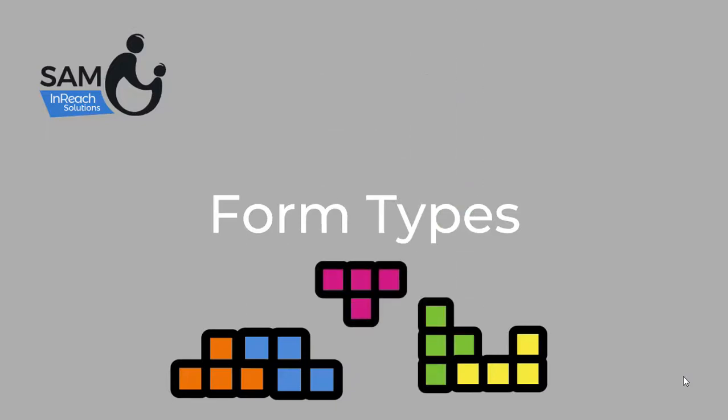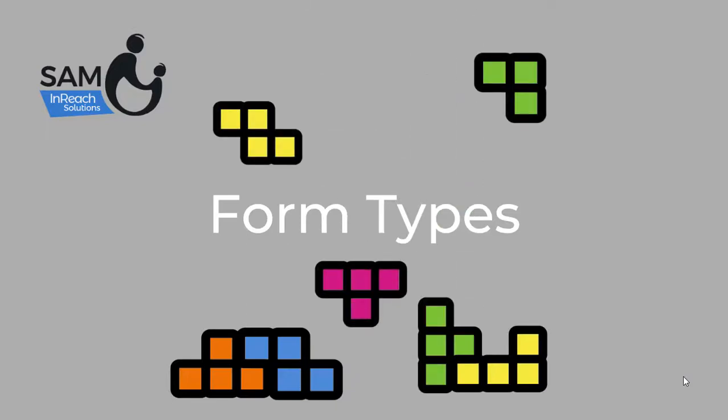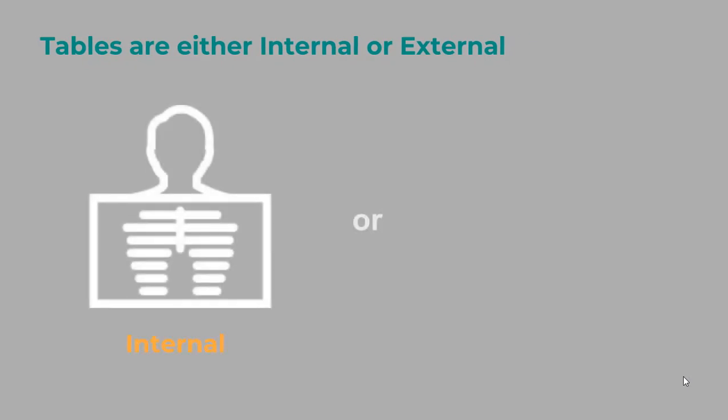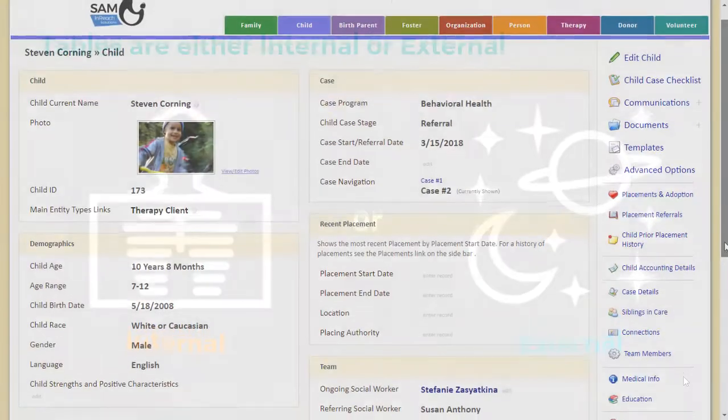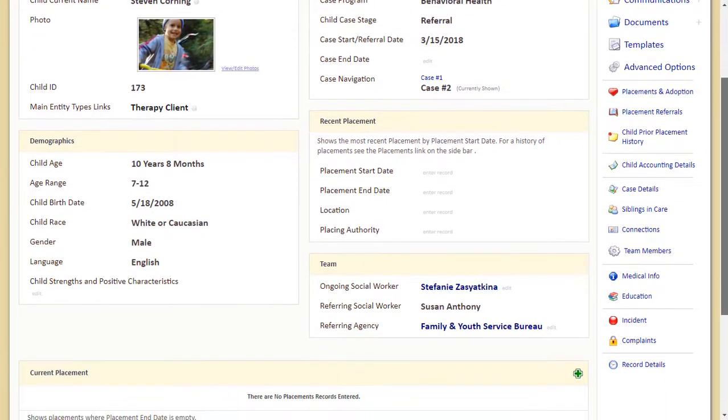In this video, we'll speak to the form types and characteristics you'll encounter in SAM. There are two general types of forms: internal forms or external forms, which we call public forms. Internal forms are the screens your team interacts with after logging in.